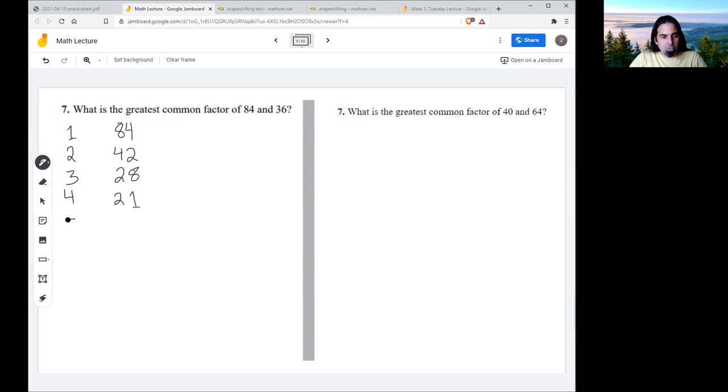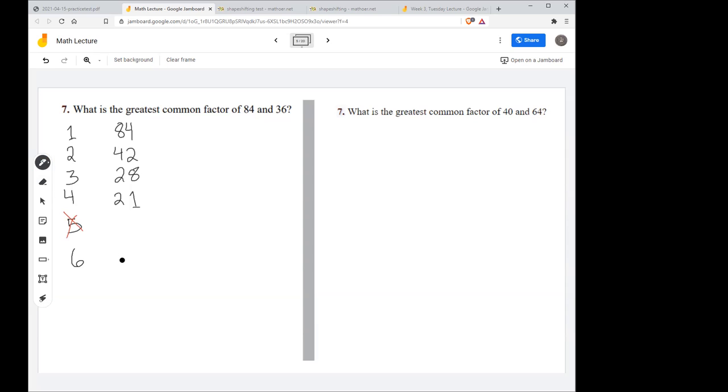Okay, is 5 going to work? Does it end in a 0 or 5? No, it's not a counting by 5 number. That doesn't work. 6 is going to work because 2 and 3 both worked. So do 84 divided by 6 and tell me what you get.